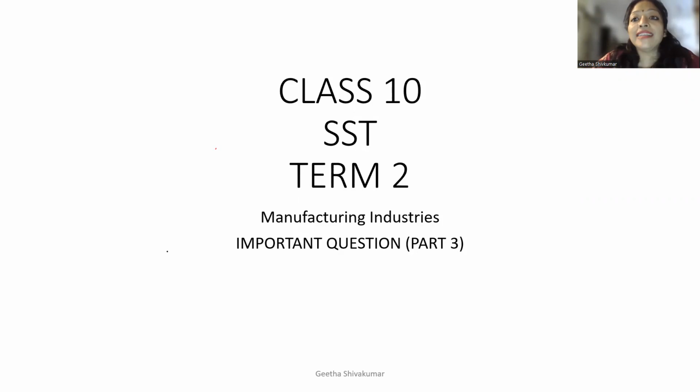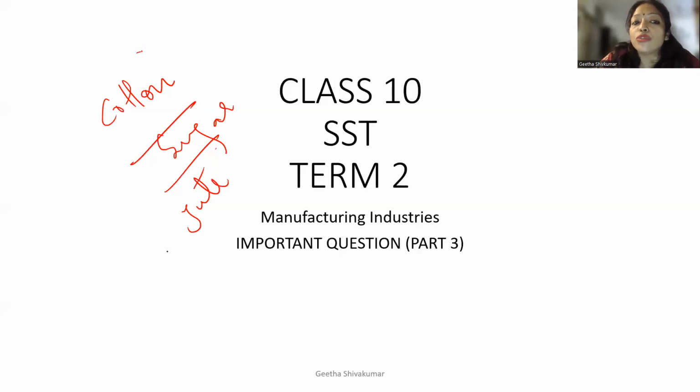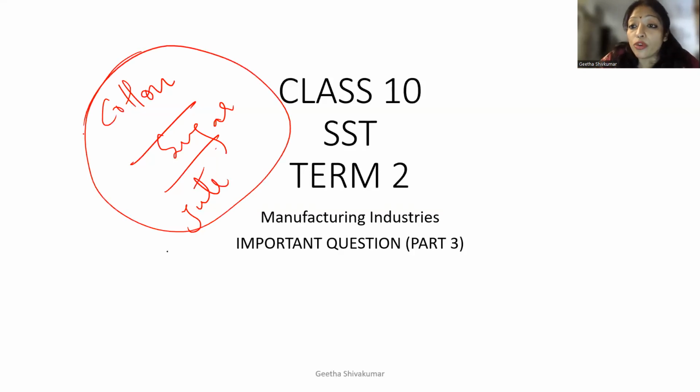Today I'll be covering all the questions from agro-based industries. Yesterday we learned about the classification of industries. Today I'll be covering all the agro-based industries: cotton, sugar, and jute. These three agro-based industries are mentioned in the textbook, and all the questions we are going to cover are from these topics.